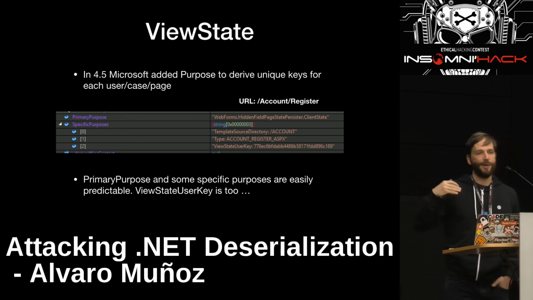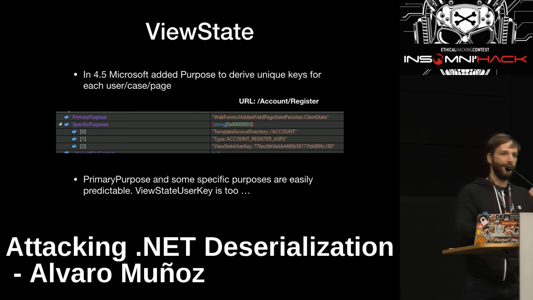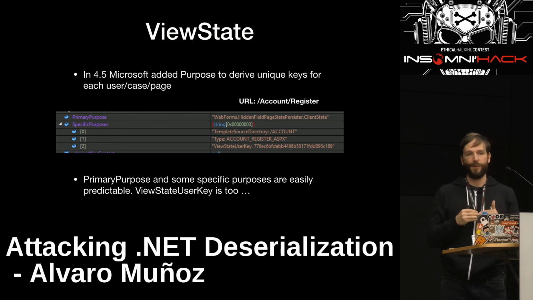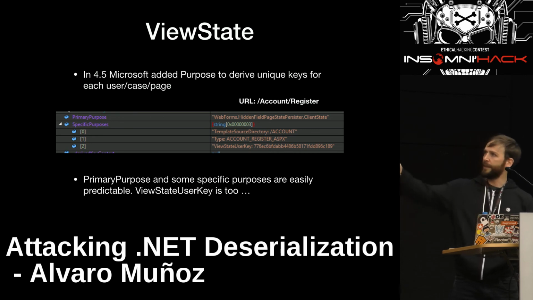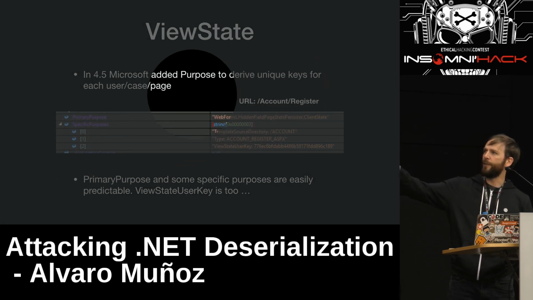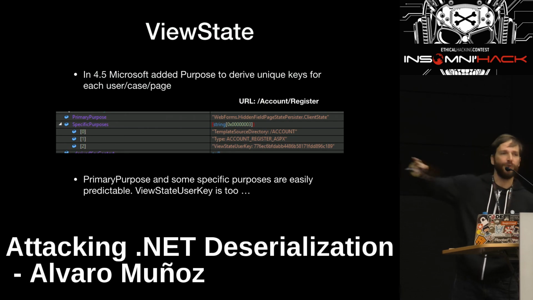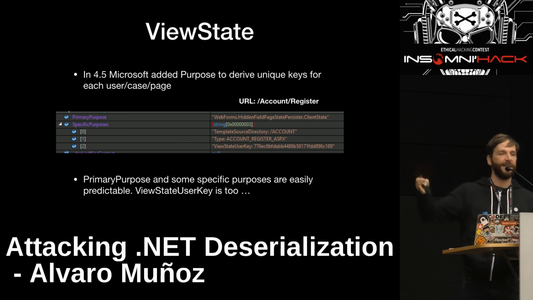I don't know if you can read it, but there is a primary purpose and some specific purposes. When you visit a URL, they generate four different strings, and these four strings will be used to derive a new set of keys. So instead of using the encryption and validation keys that you have in your web config file, they derive keys that are unique for the specific URL that you are visiting. For example, if you visit the account register URL, the first purpose is always going to be the same. It's just describing the purpose of the encryption, which is client state, meaning that it's going to be used for the view state, and that's not going to change.